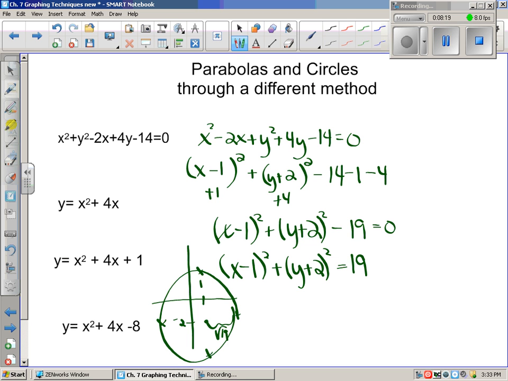And that is how completing the square and translations kind of go hand in hand. And hopefully that helps you in terms of your graphing as you move forward.